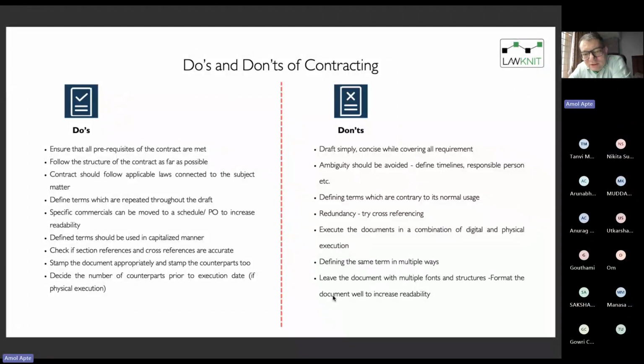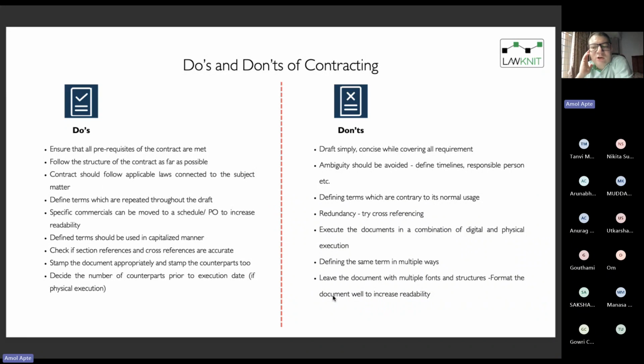Some of the don'ts. Draft simply and concisely while covering all requirements. Ambiguity should always be avoided. There should not be any ambiguity in the clauses. Don't use complicated language. Define the timelines clearly. Define the responsible persons very, very clearly. Define how the notices are to be served, etc., so that everything is crystal clear.